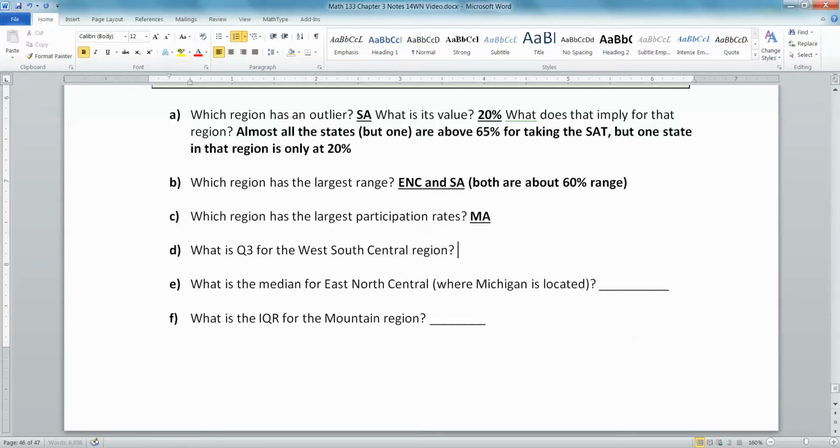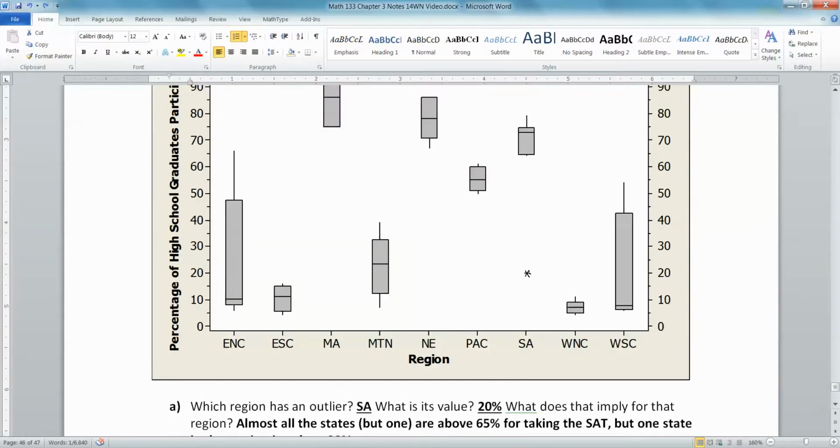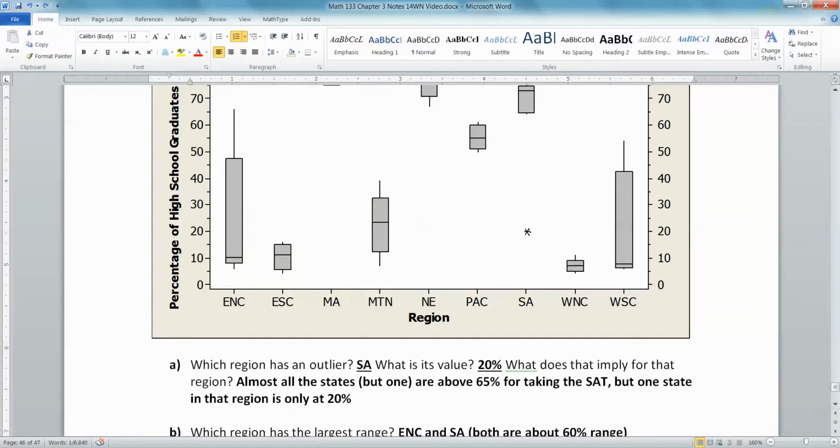About 43% participation. All right, what about the East North Central? That's where Michigan is, by the way. Michigan being the state where I am right now. So let's see. Median. Median's the middle line, right? Well, that's about 10%.